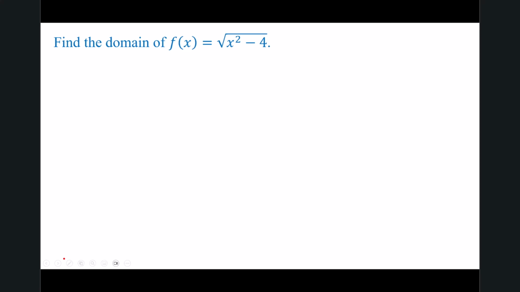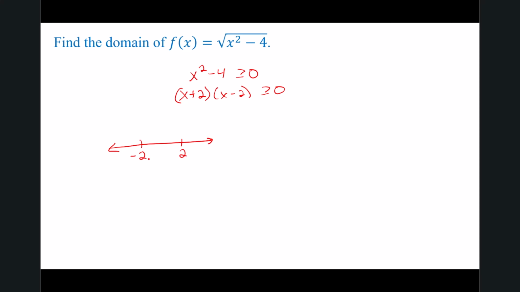Find the domain of f of x equals the square root of x squared minus 4. We know that whatever we are taking the square root of must be greater than or equal to 0, because we cannot take a square root of a negative number. If I factor this, I get (x plus 2)(x minus 2) greater than or equal to 0. So my zeros of this function are 2 and negative 2.